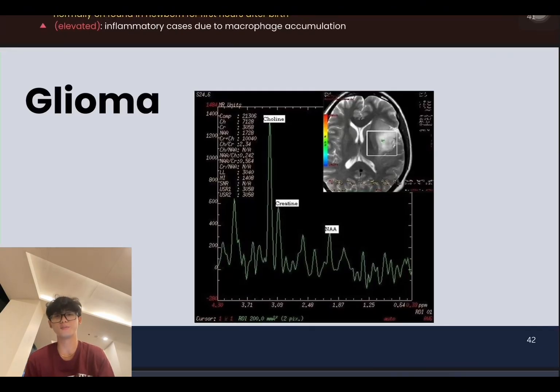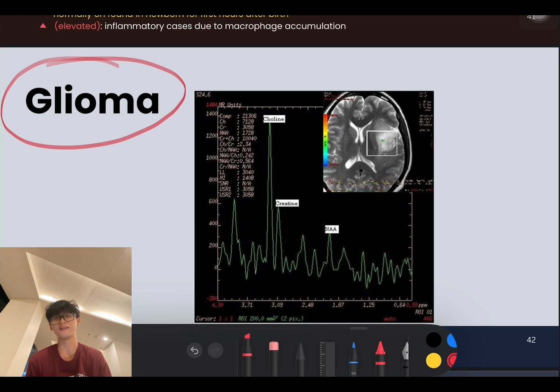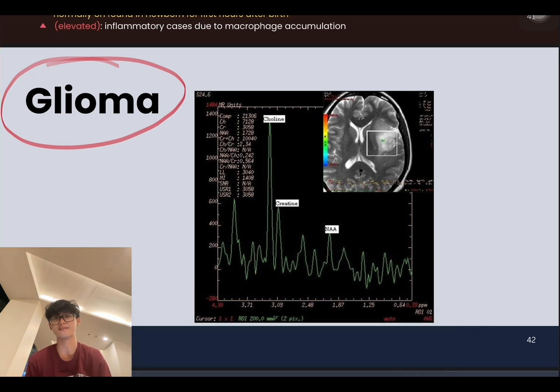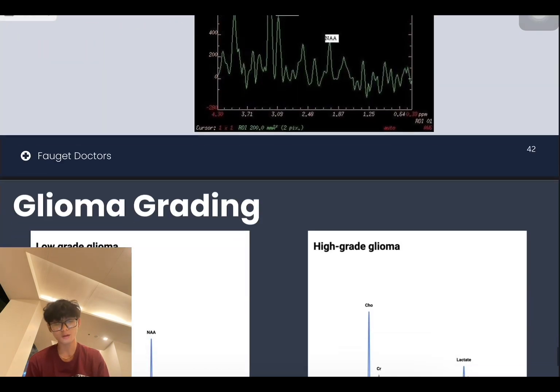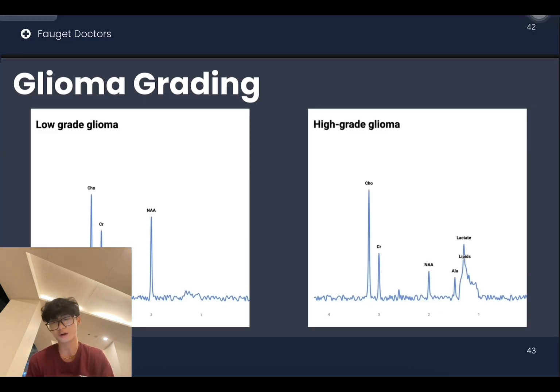So as an application to a specific pathology for the MR spectroscopy of the brain, we have here the glioma. Glioma is a common type of brain cancer which accounts for 30% of brain tumors and arises from the glial cells, and 80% of CNS malignancies. For glioma grading, we have two types: the low grade and the high grade.